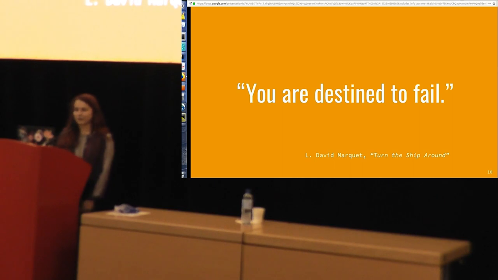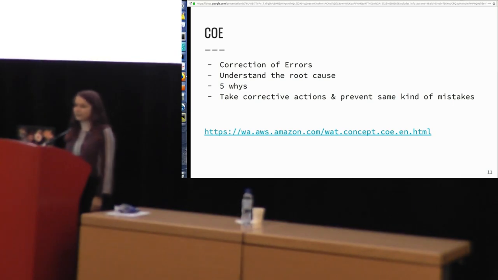Now, the interesting part of the presentation. This is from a book, Turn the Ship Around. And in the first pages, it says, you are destined to fail. It really impressed me, and it made me think about some other process that we are using, which is called the COE. So you are destined to fail, and you're most likely going to fail. But what is important is what do you do when you have failures?